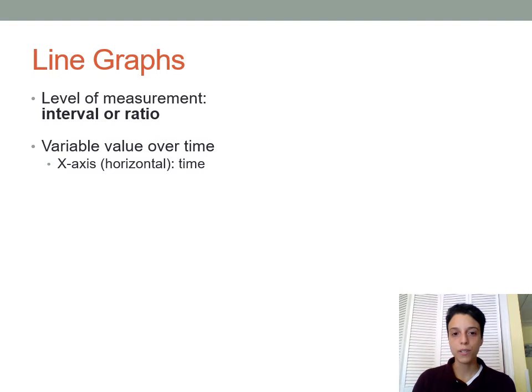Your x-axis, which is the horizontal axis, will generally show some measure of time, whether that's days, weeks, months, years, or so on. And your y-axis will show you the variable value. So the value that your variable takes on at some time.